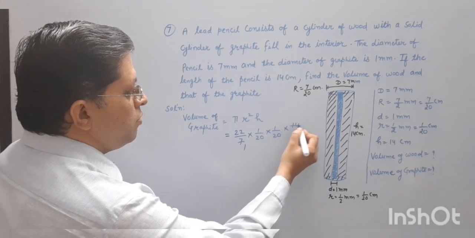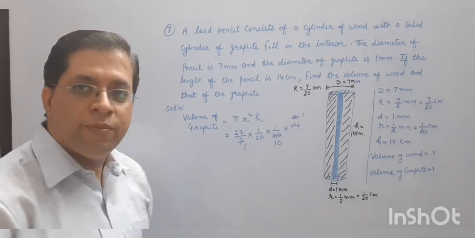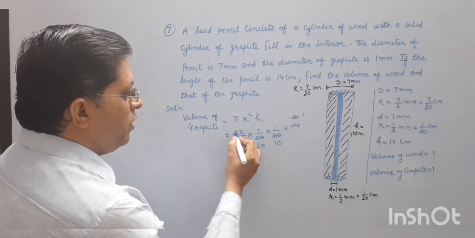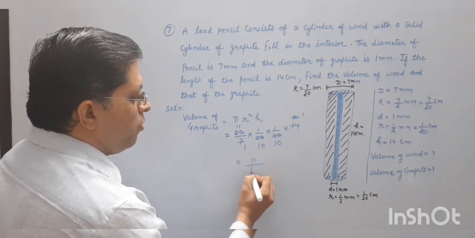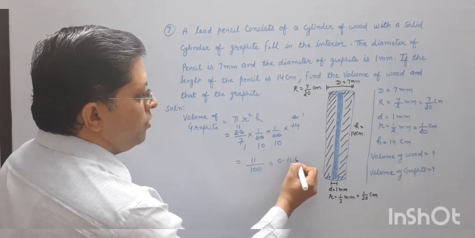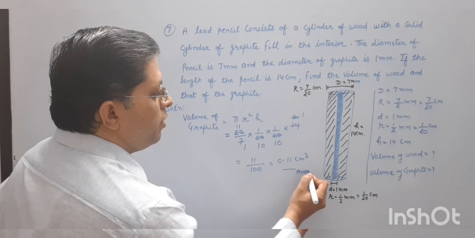7 1s are 7, 7 2s are 14, 2 1s are 2, 2 10s are 20. Okay, one more. This and this is here 11. It is coming 11 upon 100. So you can write 0.11. Volume is there, then centimeter cube. This is the answer of this first part.